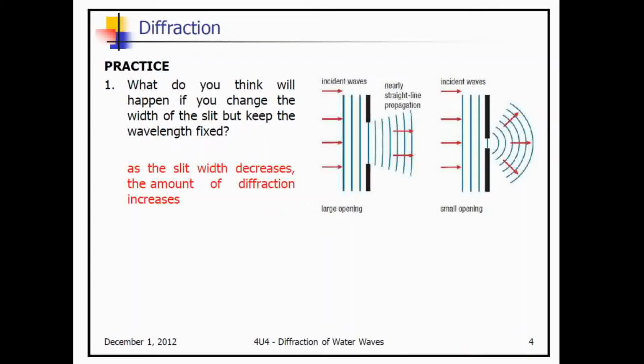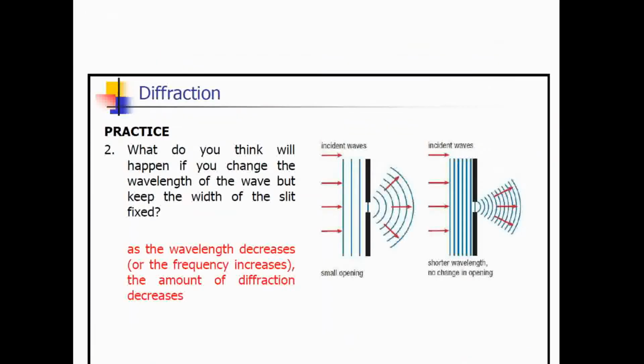But as we decrease the width of that slit, we have more diffraction. So we end up seeing not a straight line propagation, but a more radial propagation. That's something that's worth noting. A smaller slit causes the wave to radiate out, whereas a larger slit doesn't cause this type of propagation. Instead, it tends to stay the same, that straight line propagation.